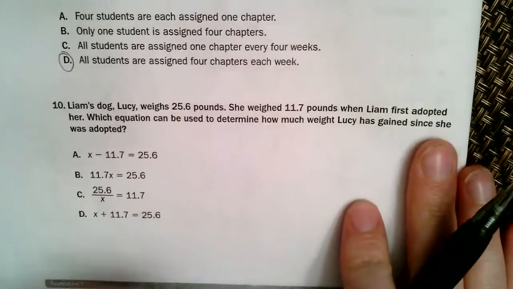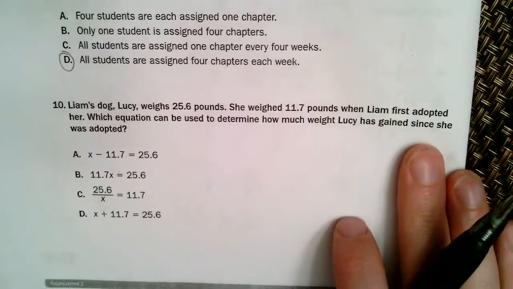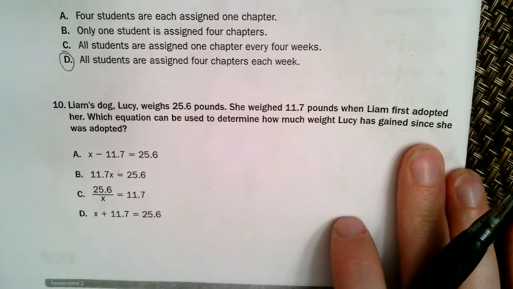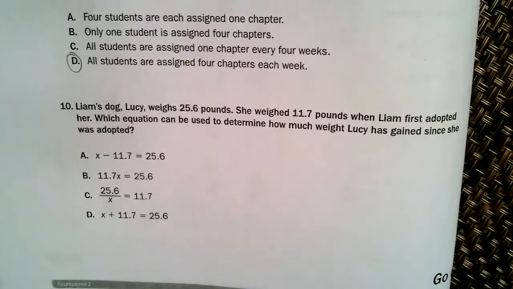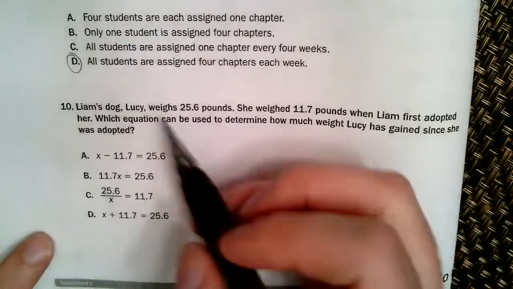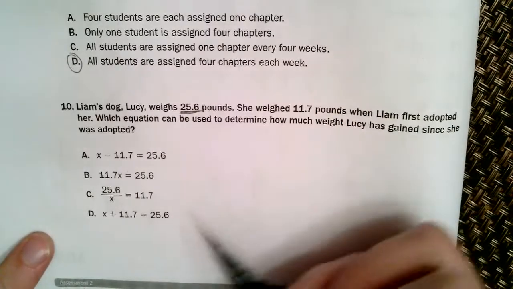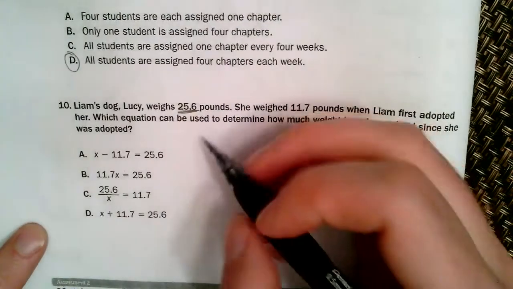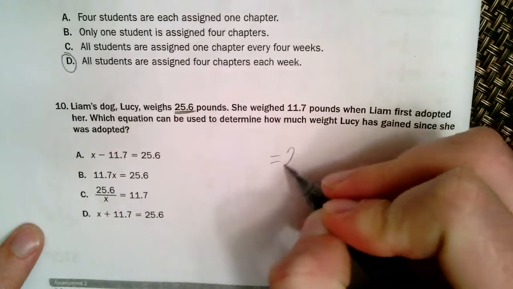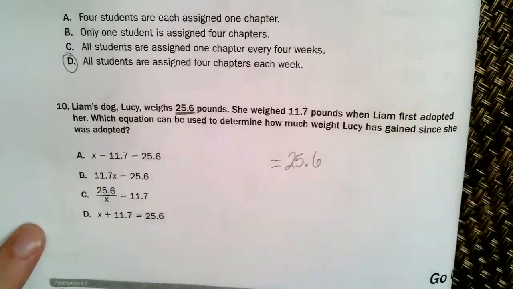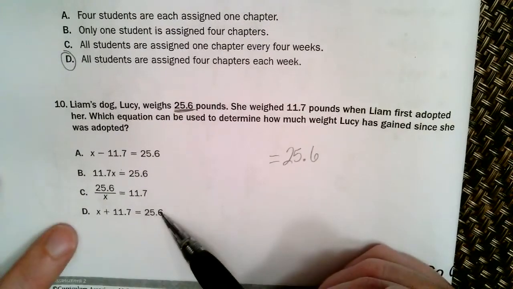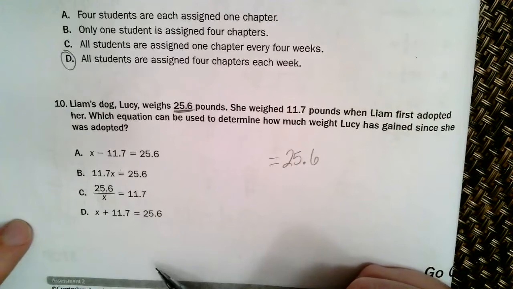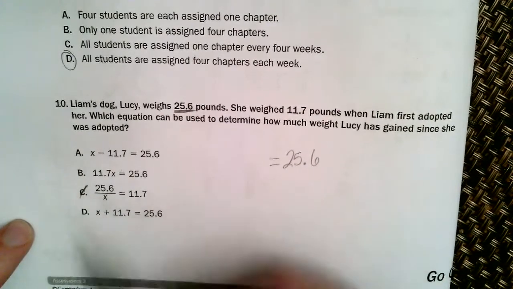Number 10 said Liam's dog Lucy weighs 25 and 6/10 pounds. She weighed 11 and 7/10 pounds when Liam first adopted her. Which equation can be used to determine how much weight Lucy has gained since she was adopted? Okay, so this is her total amount right now. So in my equation, something is going to equal 25 and 6/10 pounds. As you can see, A, B, and D all equal 25 and 6/10 pounds. So we can go ahead and get rid of C.